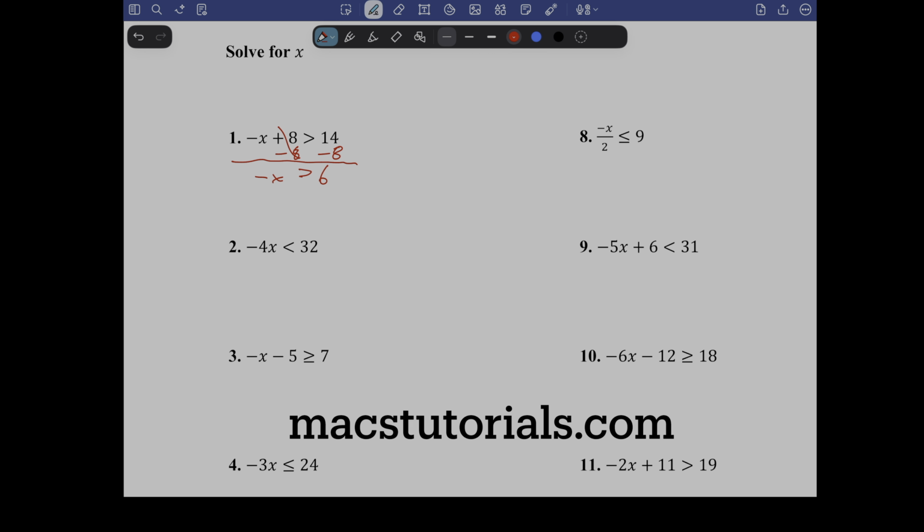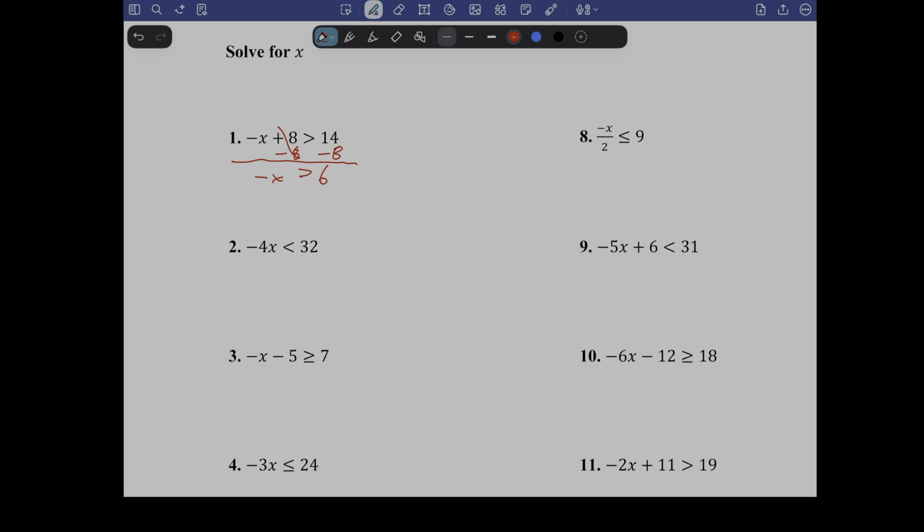The only time you flip is if you multiply or divide by a negative number. Multiply or divide by a positive number, not a problem at all. Adding, subtracting, positive, negative number, none of that matters. Only multiplying, dividing, and only when it's negative. So when I see a negative x, that's like a negative 1x, so I'm dividing each side by a negative 1. That is a situation where you have to flip the sign.